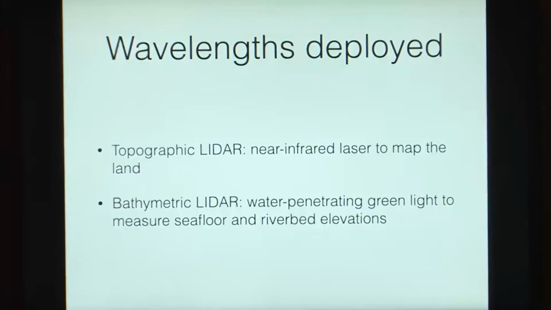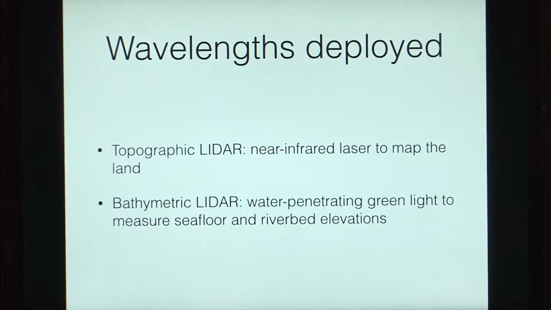So, those are the two considerations. We deploy two kinds of wavelengths in LIDAR. In the case of topographic LIDAR that we use for ground surfaces, we use a near infrared laser to map the land. In the case of bathymetric LIDAR, that is used to get the surfaces of seabeds or maybe rivers or lakes, we use water penetrating green light. Green light does not interact with water, whereas red light would. So, if we are using a green laser, it would go right through the water, interact with the bottom surface, and then come back to give us the sea floor and the riverbed elevations.